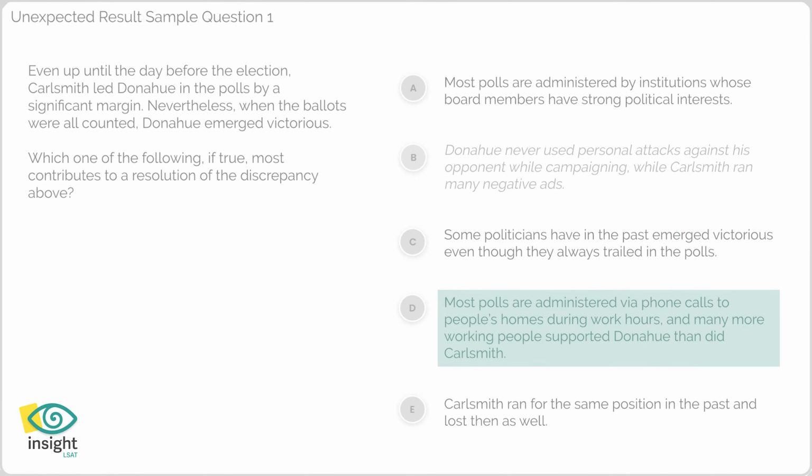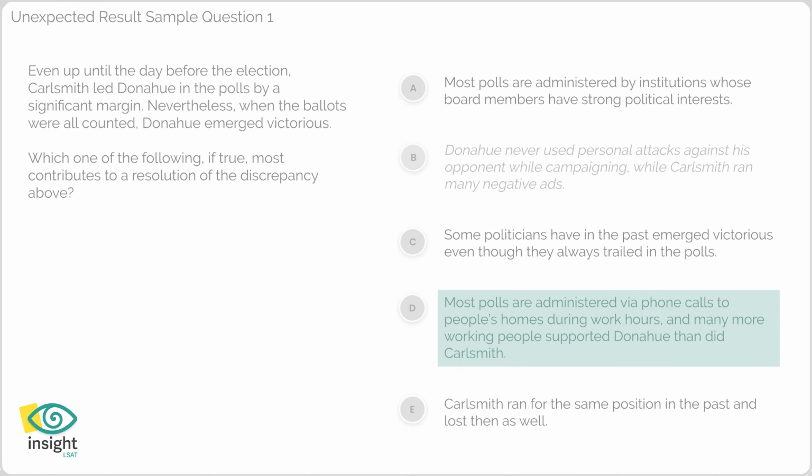D. Most polls are administered via phone calls to people's homes during work hours, and many more working people supported Donahue than did Carl Smith. Right. Okay. So you call people at home, but that means that you miss Donahue supporters because they're at work, so you don't count them in the poll. Yeah, this should probably do it.